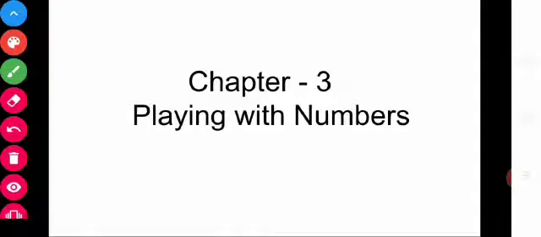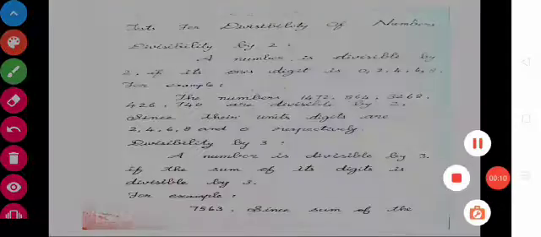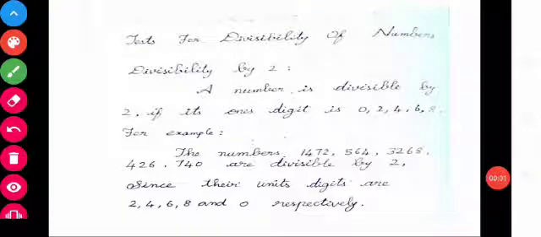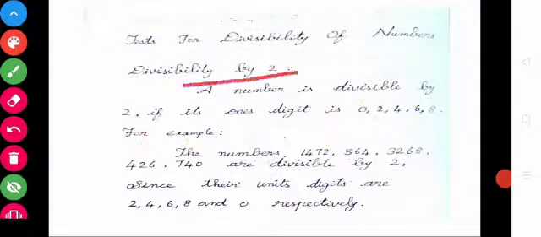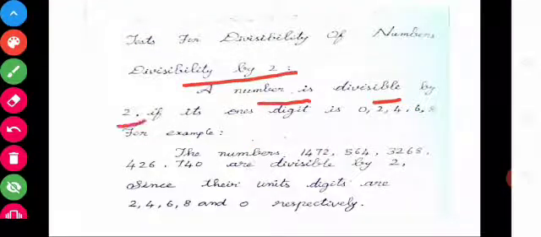Today, math class for grade 6, chapter 3, playing with numbers. In this section, today we are going to revise the exercise 3.3 and 3.4. Shall we start? Tests for divisibility of numbers. Divisibility by 2. A number is divisible by 2 if its ones digit is 0, 2, 4, 6, 8.